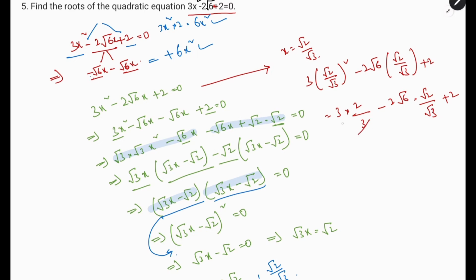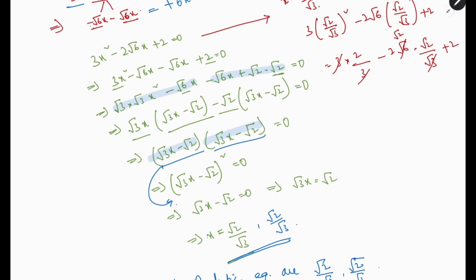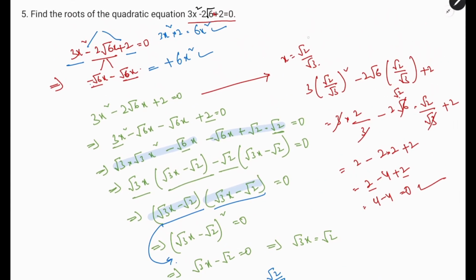Here 3 and 3 get cancelled. Here root 3 into root 2 is root 6. Here 2 minus 2 into, see, root 2 into root 2 is 2, plus 2. 2 minus 4 plus 2. 2 plus 2 is 4. That is 4 minus 4, that is 0. We got the value of the quadratic equation 0 for the value x equal to root 2 by root 3. So, root 2 by root 3 is the root of the equation.